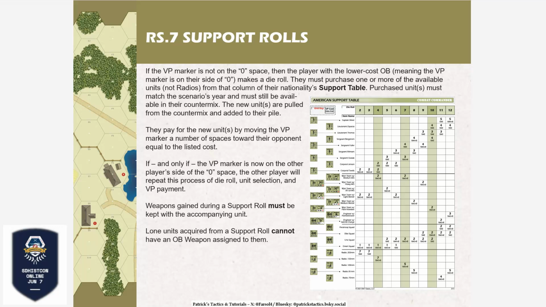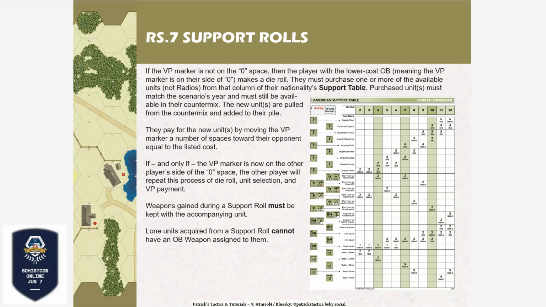And again, when you pull these out, you're going to be moving that VP marker and paying for that. So if you have spent enough that you've pushed that marker back over to the other side, your opponent's going to get to do this as well. So we're doing a little push-pull here, kind of dancing around that 0, hoping for whichever side you had planned on. Important note here, and I was reminded of this as I was doing research for setting this up: weapons gained during a support roll must be kept with their accompanying units. So as you pull them out, keep those together.